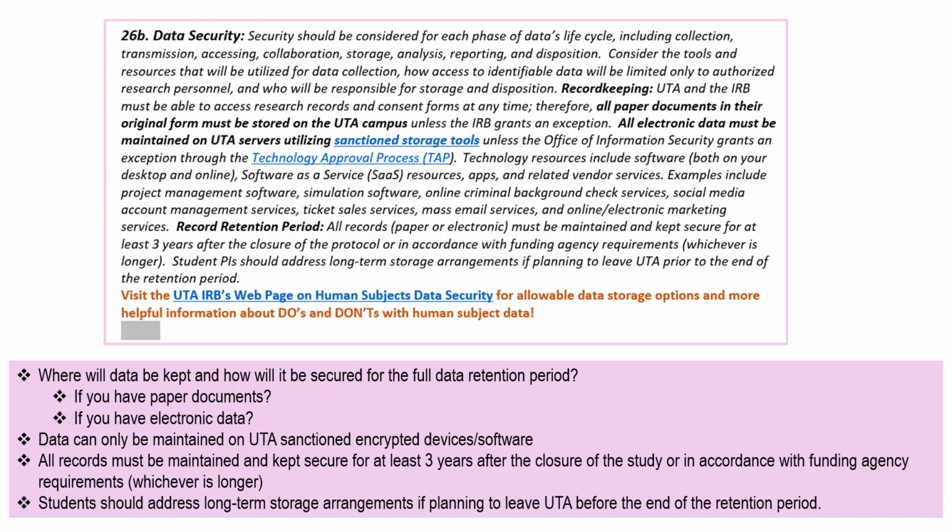This section of the application should describe exactly how and where all paper and electronic data will be stored for the entire data retention period. It should be noted that data can only be maintained on UTA-sanctioned encrypted devices or software, unless additional exceptions are granted. We will be discussing these exceptions and considerations for data security a little more at the end of the presentation. If the PI is a student, or if it's known that the PI will be leaving UTA before the end of the data retention period, a long-term storage arrangement should be described in this section.